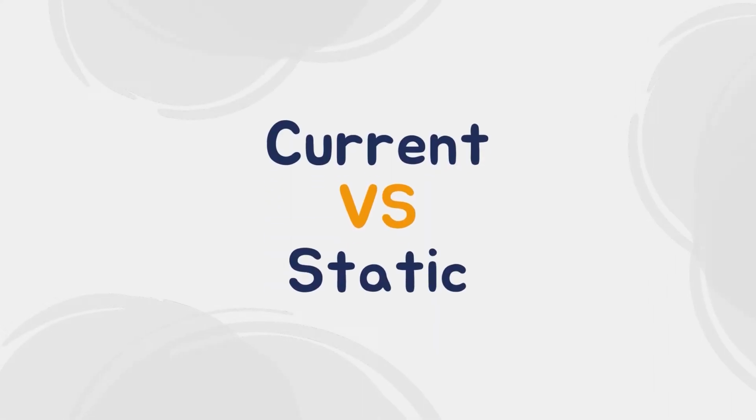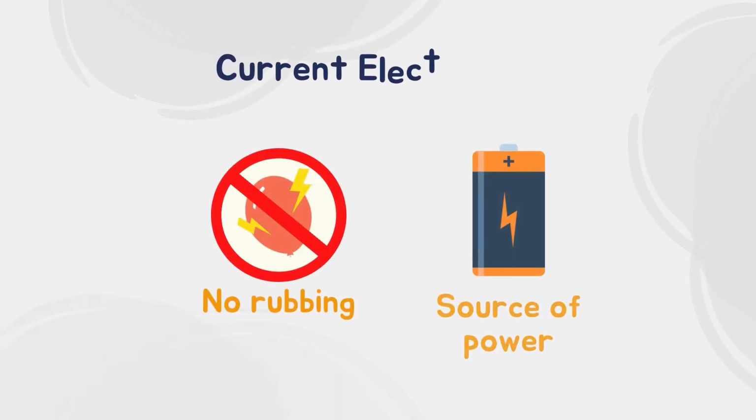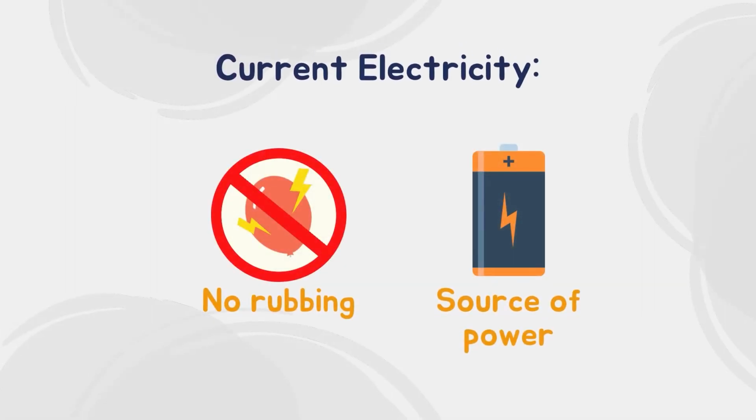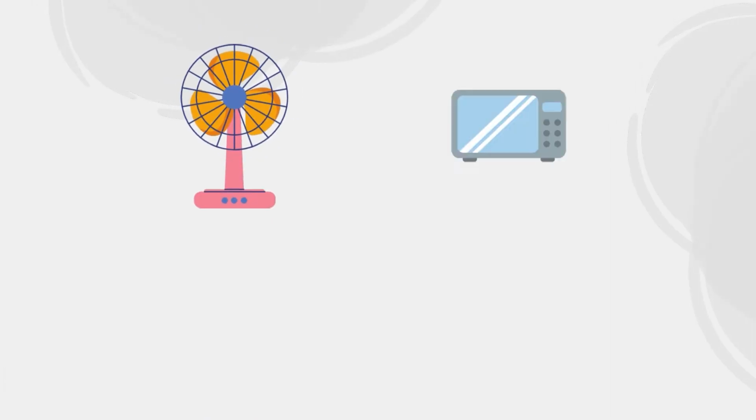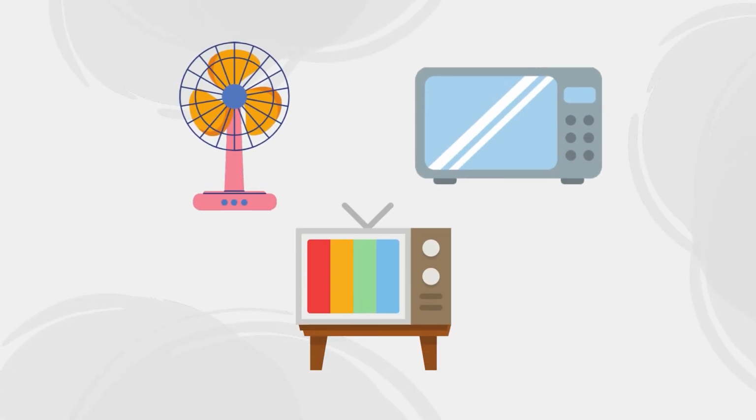So how is current electricity different from static electricity? Current electricity does not require the rubbing of objects. Current electricity has a source of power. This source of power is usually in the form of a generator or a battery. Examples of current electricity objects are fans, microwaves, and TVs.